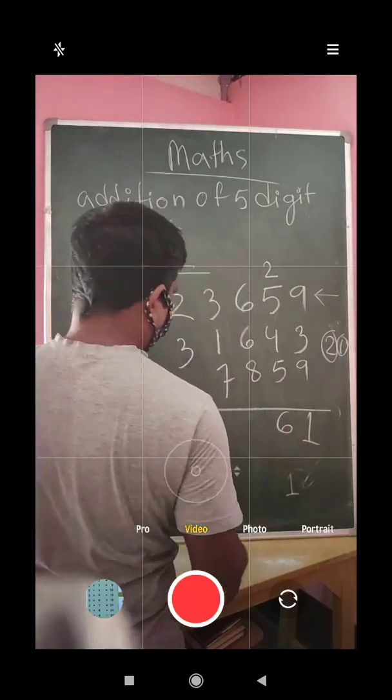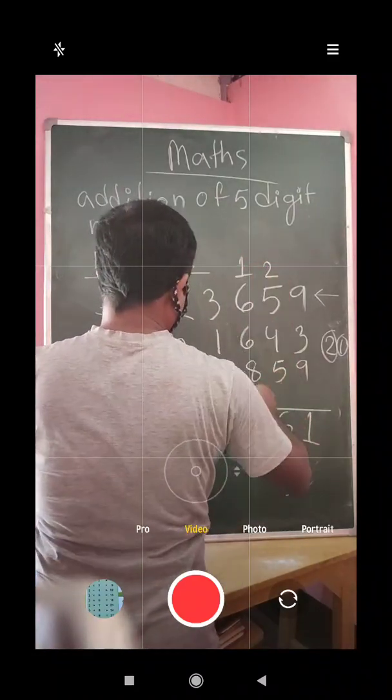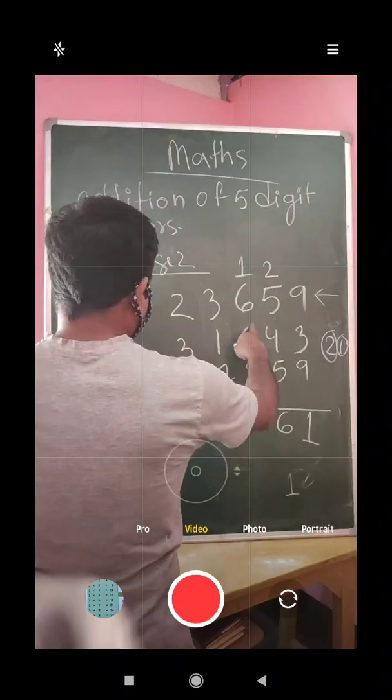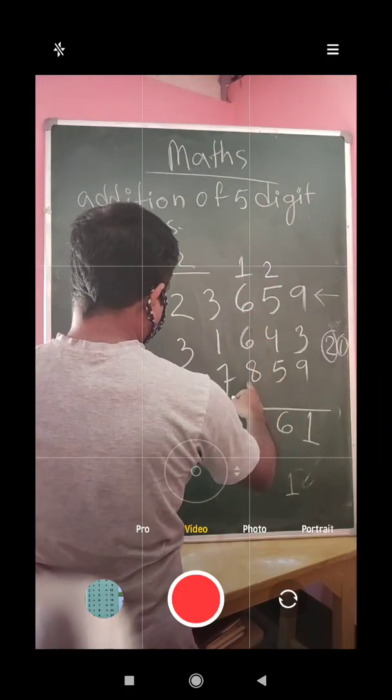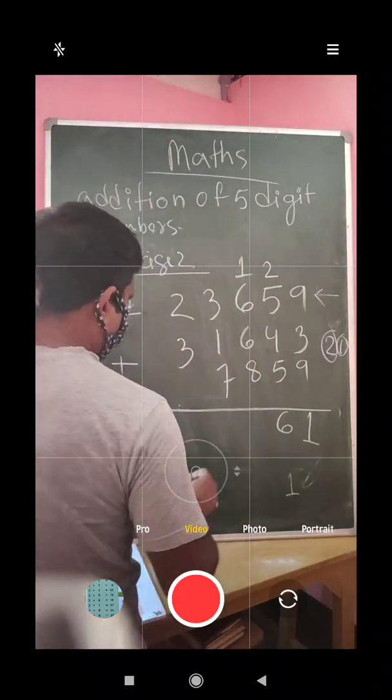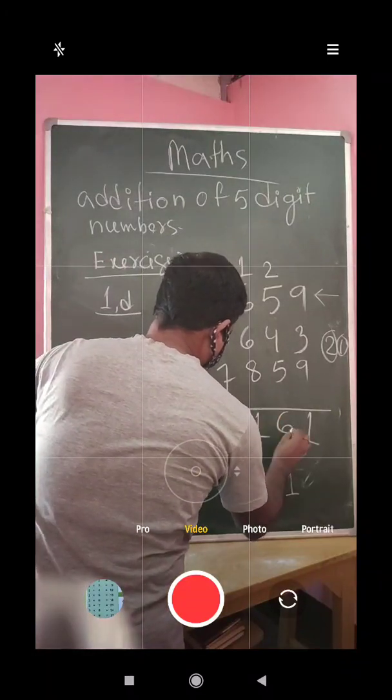So 6 I will write here. Again 1 will come here. So 6 plus 1 is equals 7. 7 plus 6 is equals 13. 13 plus 8 is equals 21. So 1 I will write here.